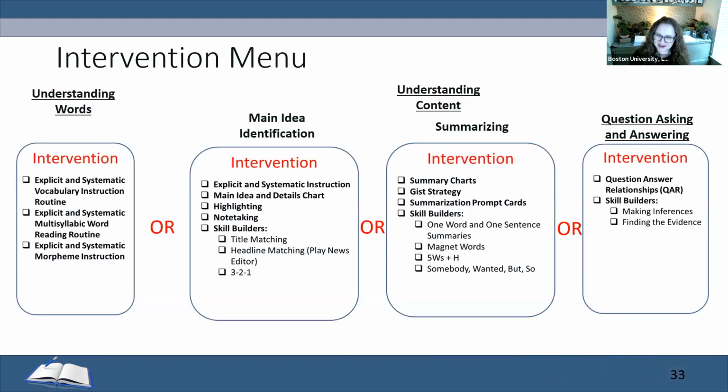So that brings us here, our overall understanding of the pathways involved to support reading, core reading strategies. One is to take the pathway of supporting understanding words and drilling down either on vocabulary or helping students read and decode those words through multisyllabic instruction. The other way was through understanding content. And we looked at main idea, summarizing, or question asking and answering, again, depending on the needs of your students.